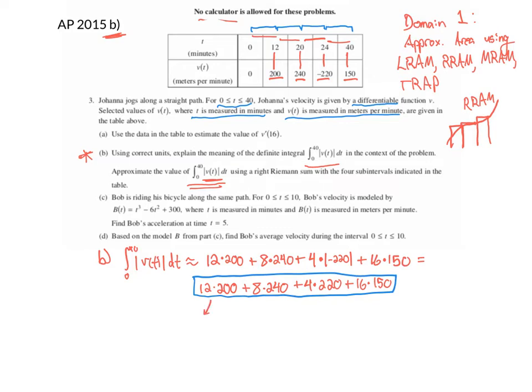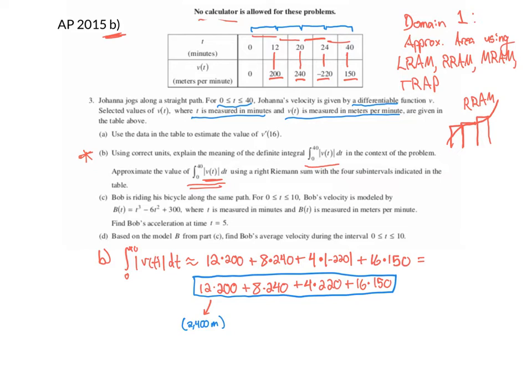So this first part, the 12 times 200, means that for 12 minutes, Joanna jogged at 200 meters per minute. So if you take 12 times 200, that would mean that she jogs for, let's see, 10 times 200 is 2,000 plus 400. That'd be 2,400 meters, because meters per minute times minutes is meters. So in that time, she traveled 2,400 meters.